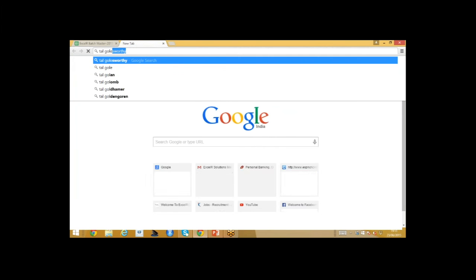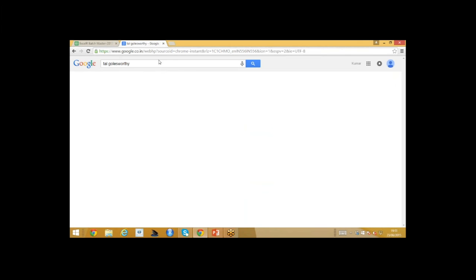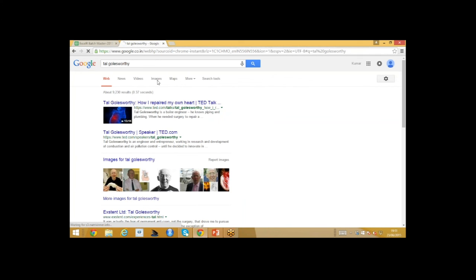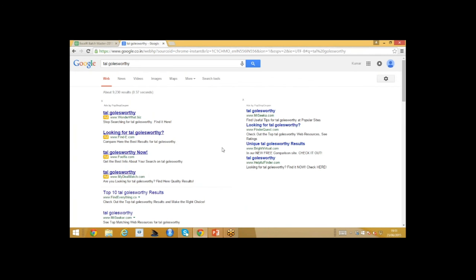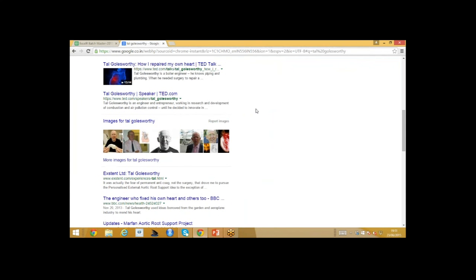Tal Goldsworthy is a person who got his heart operated. He speaks a lot about that. He's a boiler engineer. He just knows piping and plumbing. And he underwent an interesting heart surgery, and he has mistake proofed that.